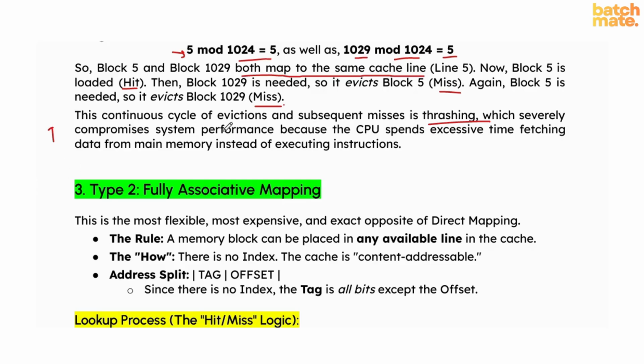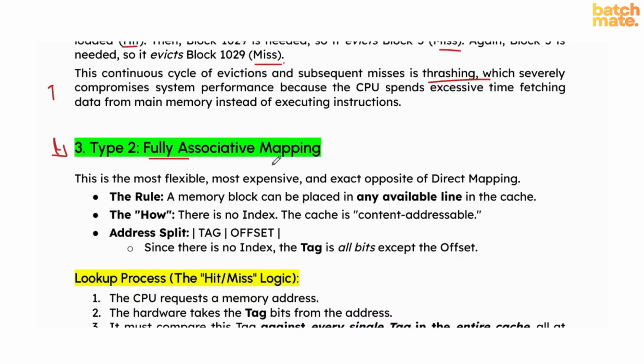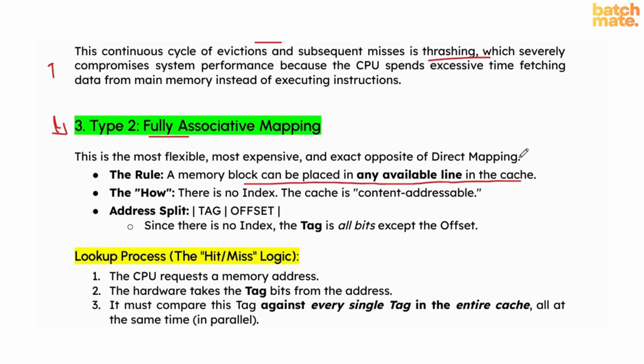So, let's go to the extreme opposite. Let's remove all the rules. This is fully associative mapping. The philosophy here is total freedom. The rule is that a memory block can go into any empty available line in the entire cache. If slot 1 is full, put it in slot 2. If slot 2 is full, put it in slot 100. As long as there is space, come on in.